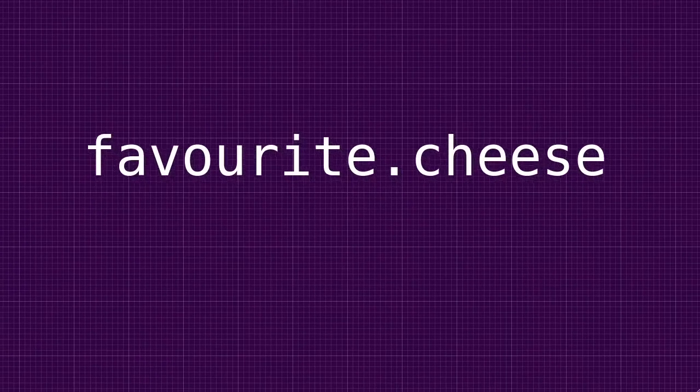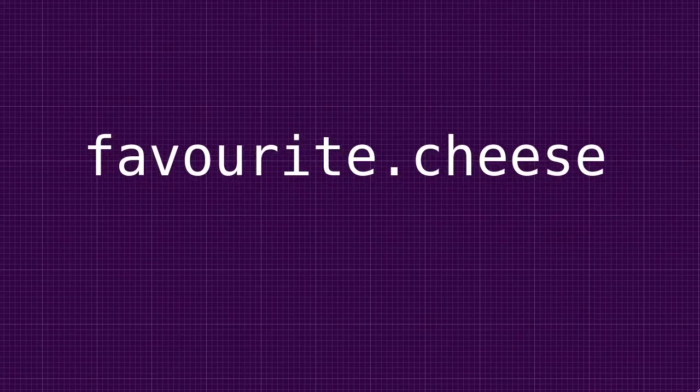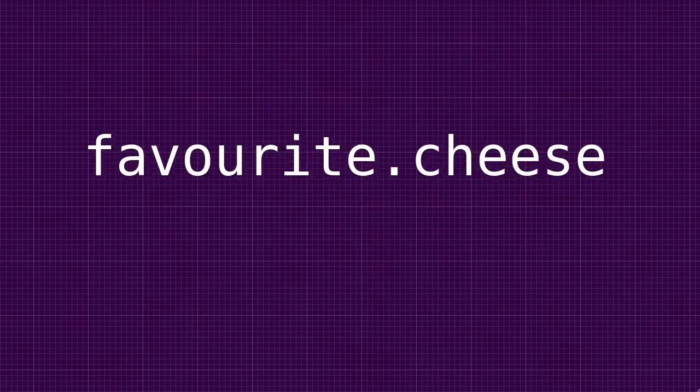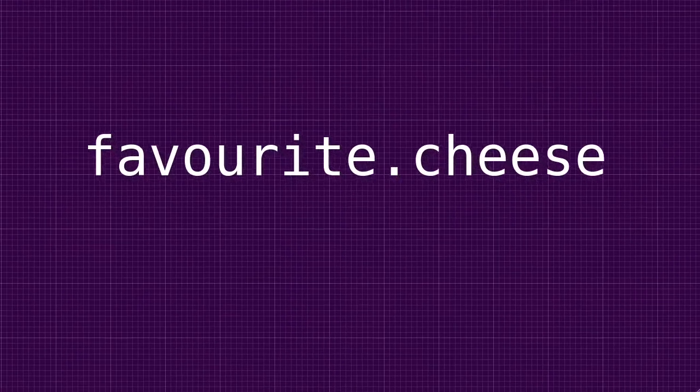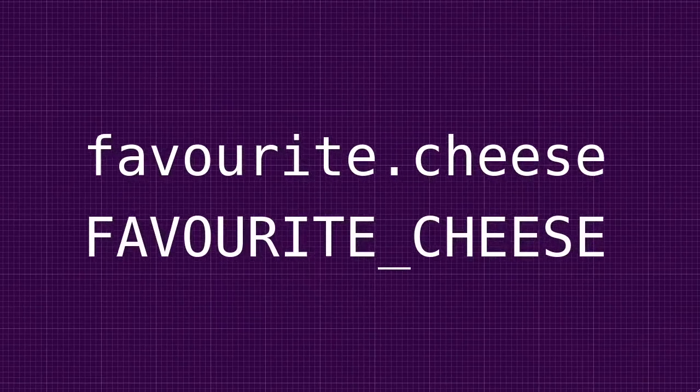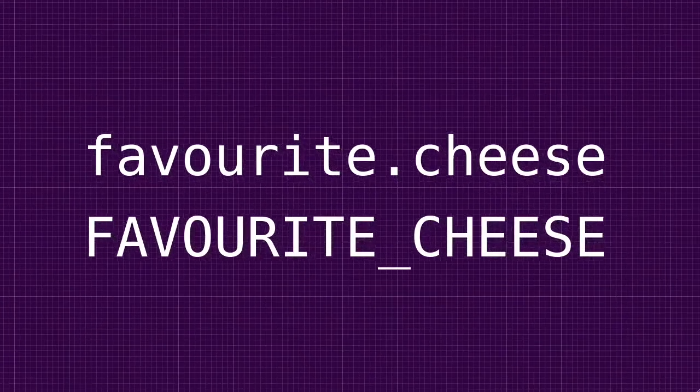So for an override to work, you need to set an environment variable. So if I have my property here called favorite.cheese, then your environment variable needs to be named the same as your property, but with uppercase characters, so it becomes FAVORITE_CHEESE like that instead of in lowercase.